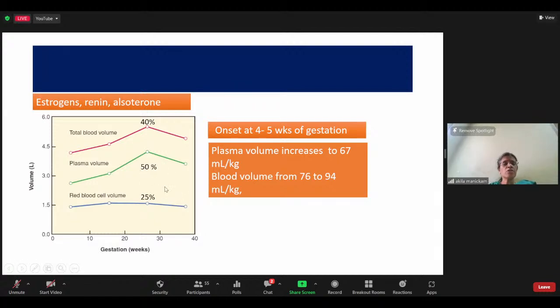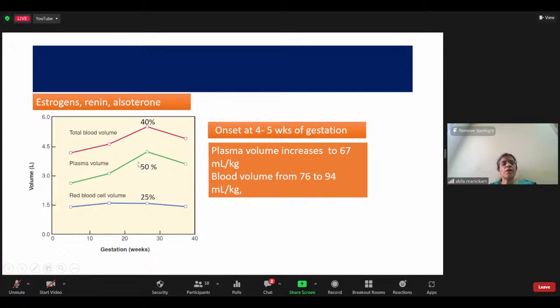The increase in plasma volume which occurs during the course of pregnancy is roughly about 50%. But when you look at the rate of change, it starts early at the 4th to 5th weeks of gestation. It slowly rises throughout the first trimester, and then there is a rapid rise in the plasma volume at the start of the second trimester, and it peaks at the early part of the third trimester, where it attains a value of 50 to 55%.